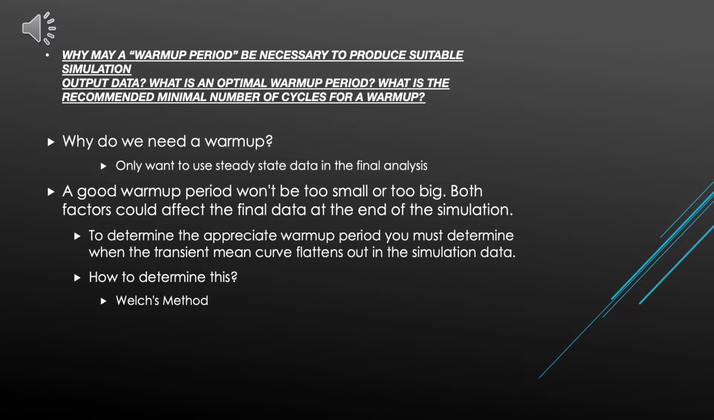So a good warm-up period won't be too small or too big. Both factors could affect the final data at the end of the simulation. To determine the appropriate warm-up period, you must determine when the transient mean curve flattens out in the simulation, like I just said. So how are we going to do this? Well, there are methods coming up in the next question, but I decided to go ahead and put Welch's method in here because it's just one of the methods that we get to read about that briefly explains to us how we can determine this.